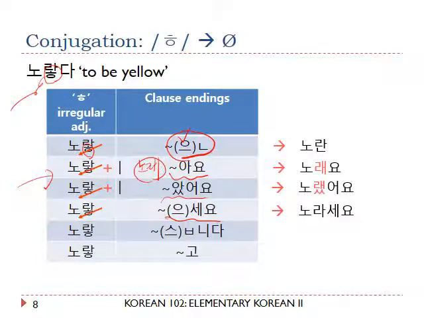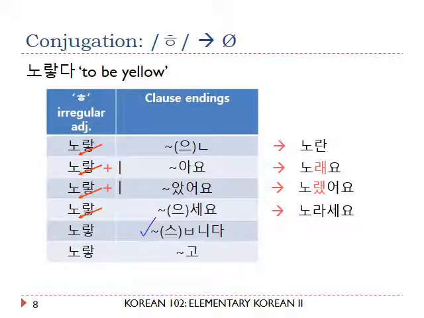Note that the first four endings begin with a vowel, right? And that affects the form of the stem. But if the ending begins with a consonant, not a vowel, for example 습니다, which is the deferential ending for statements, nothing happens to the stem, right? In other words, the stem-final ㅎ stays. It is not omitted. So the final conjugated form is 노랗습니다.